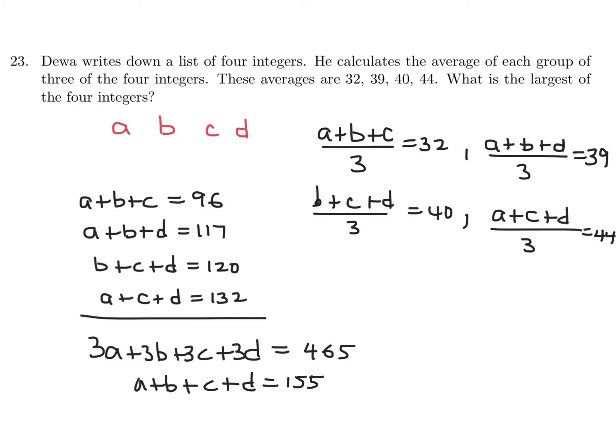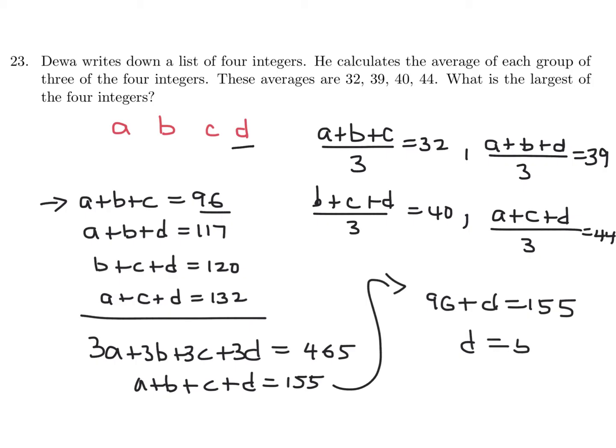Now at this point, we can get the largest. I believe the largest, according to my letters, is going to be d, because it's got to be the one that has the largest difference between the total and the other 3. So that's this one, since that's the smallest number. So using that, if a plus b plus c is 96, then that becomes 96 plus d is 155, and therefore d would be 59. And that would be what you would write on the exam paper.